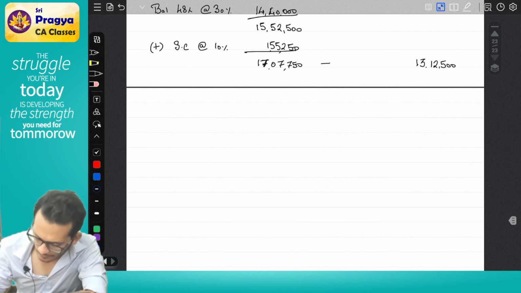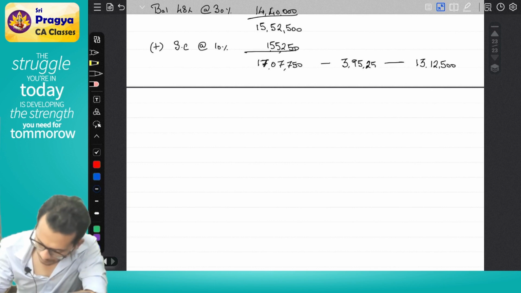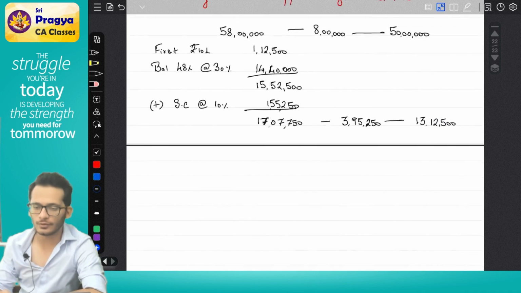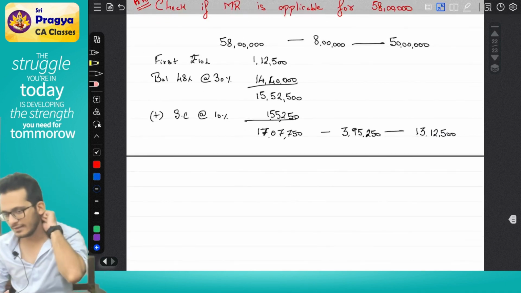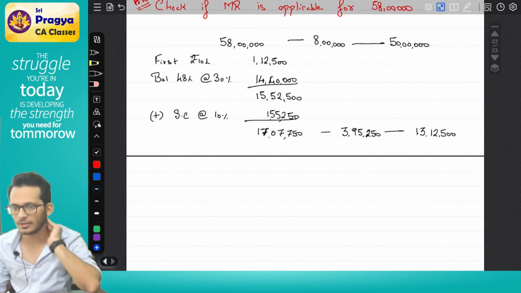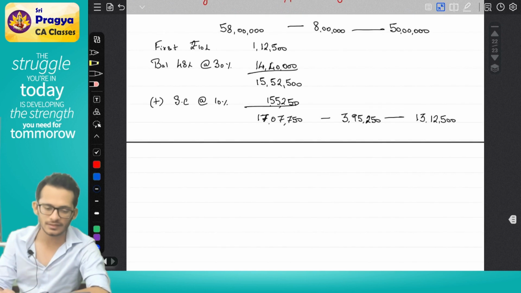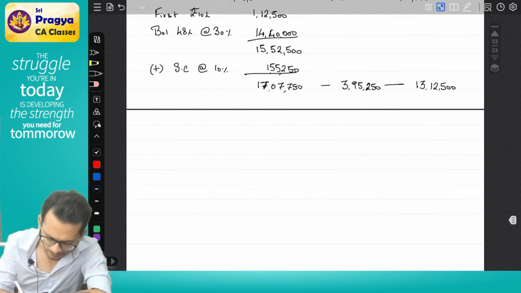Difference in taxes is 3,95,250. Now, if you notice, I have earned an extra income of 8 lakhs and the department is asking me extra tax of 3,95,250. Is it within limits or without limits? It is within limits. If it is within limits, do you think the department will give you marginal relief? No. Therefore, marginal relief is 0.